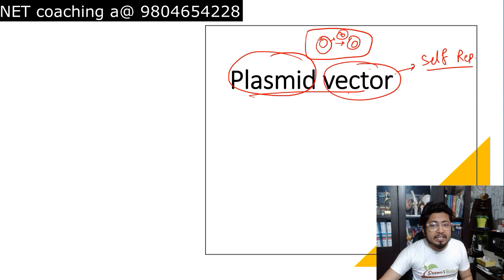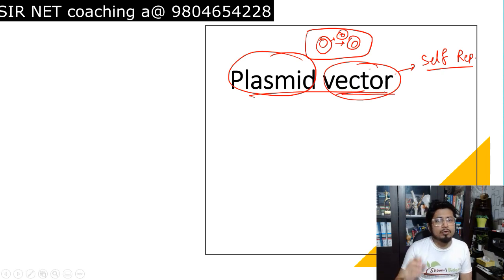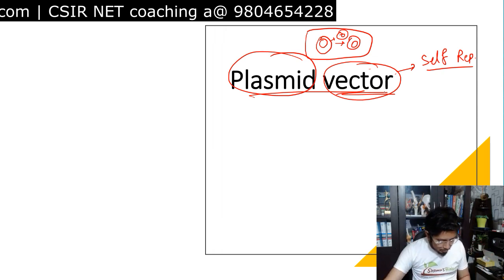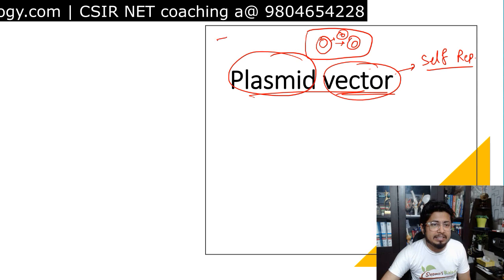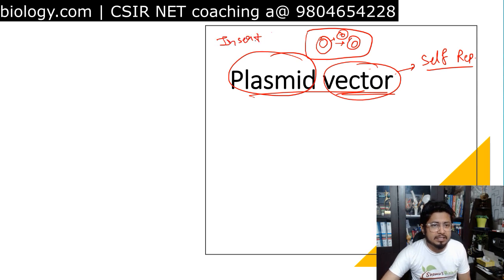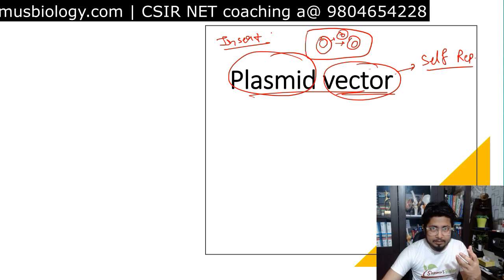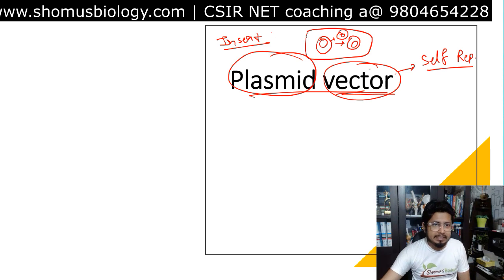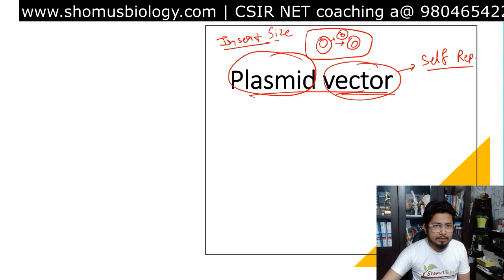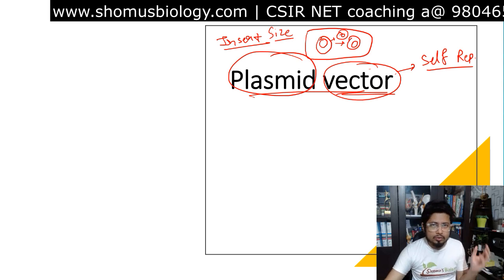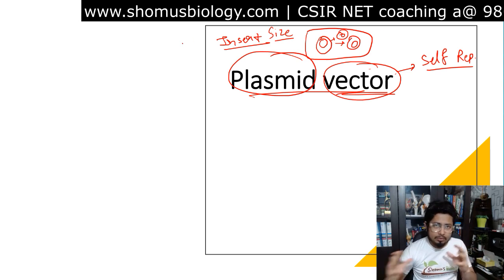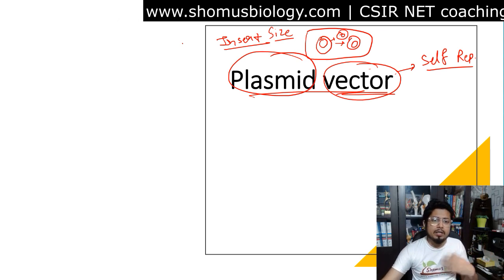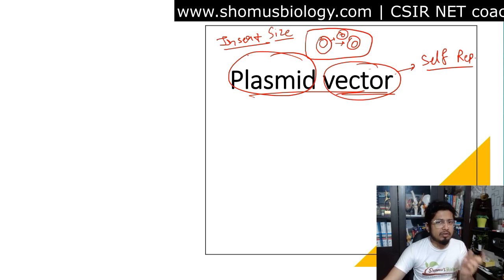For a vector, there are some properties needed to call a circular or linear DNA a vector. What a vector should carry is an insert. Insert means the target DNA. So it should have the capacity to carry a target DNA or DNA of our interest, that is the insert. So it has an insert size limitation, depending upon its own size. The bigger the plasmid, the bigger the vector, the higher the insert size can be.